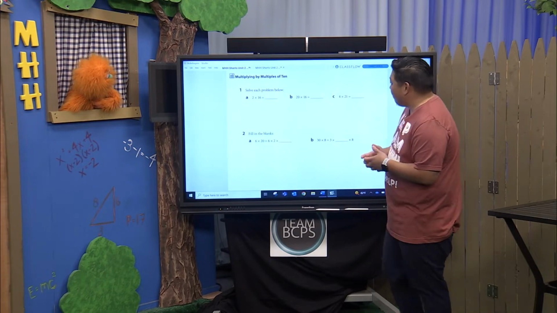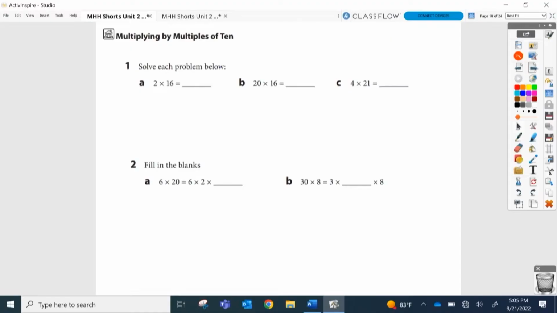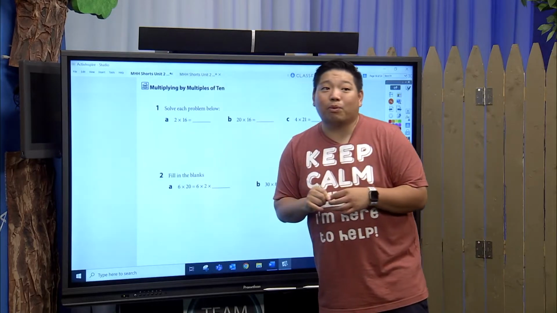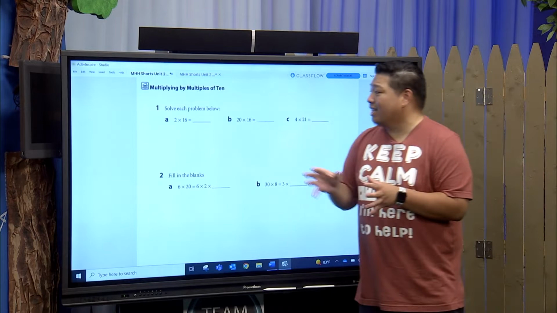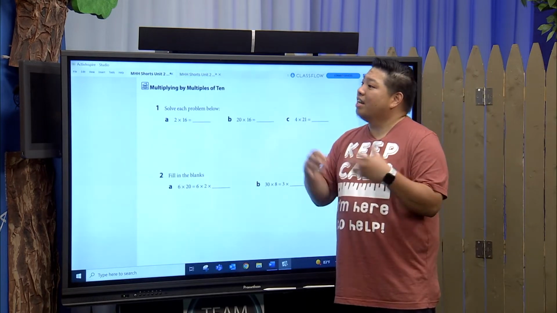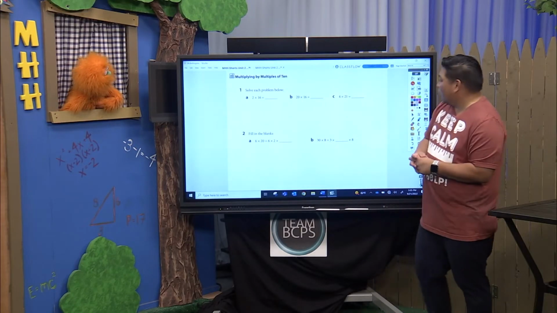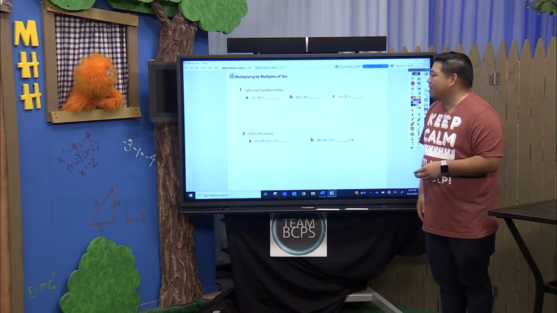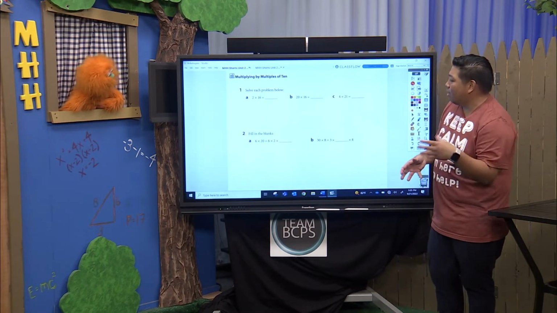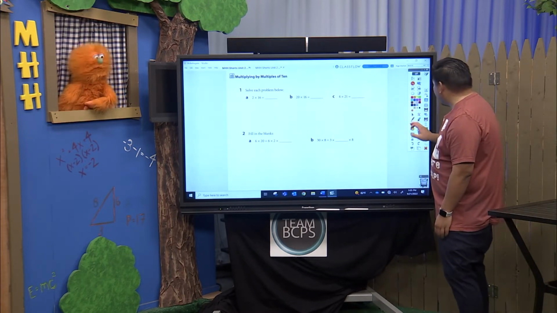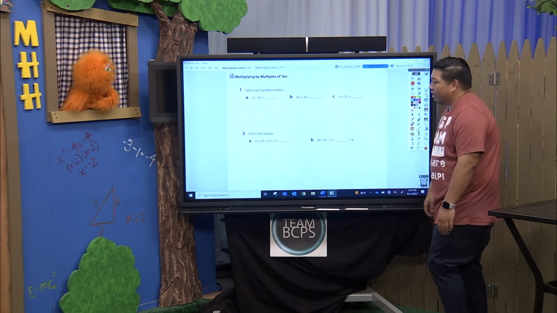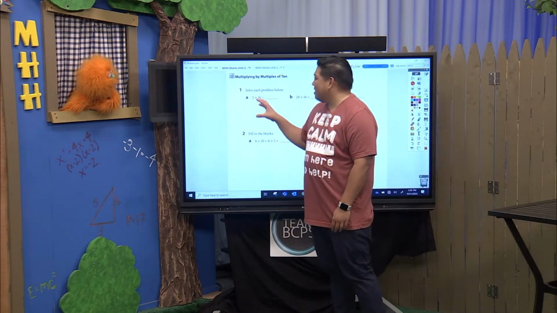So the first one we have here is 2 times 16, and then we have 20 times 16, and then 4 times 21. They do sound kind of hard, but we're going to see how each of these work together to help us come up with the next answer. I only snipped a few of these, so this is not everything that you have on your papers at home, boys and girls, but we're going to do our best to help you build a little bit of understanding here.